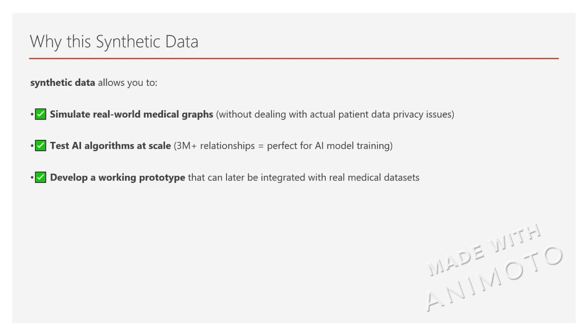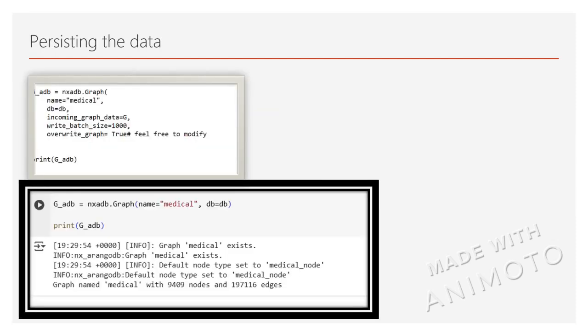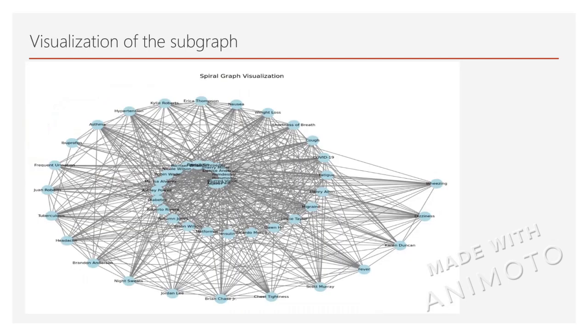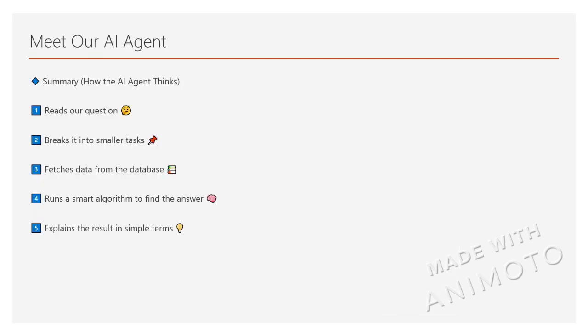So why have we used synthetic data? Because it can simulate real-world medical graphs, test AI algorithms at scale, and help develop a working prototype. We persisted the data in batches of, say, 1,000 into the cloud-based ArangoDB, and the entire data set that we created consists of 9,409 nodes and 1,97,116 edges. So this is a visualization of a subgraph.